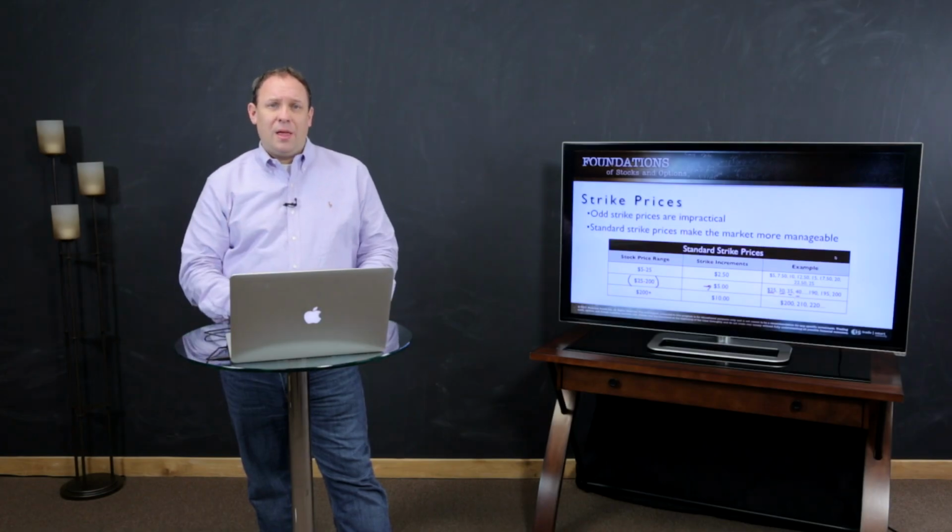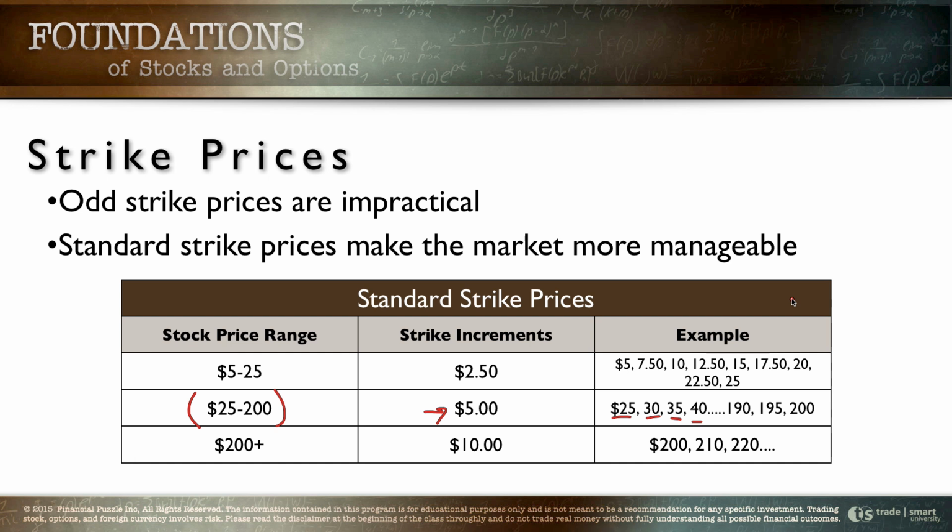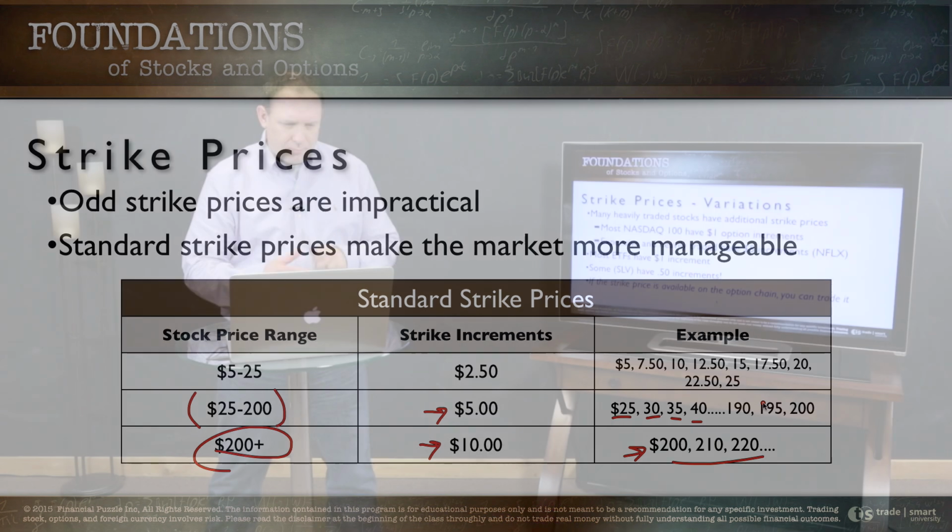And then finally, once you get over $200, we change and we go to $10 increments. So for stocks that are trading over $200, the standard strike prices are going to be $10 increments. So they'll go 200, 210, 220, 230, all the way up, and that never stops.